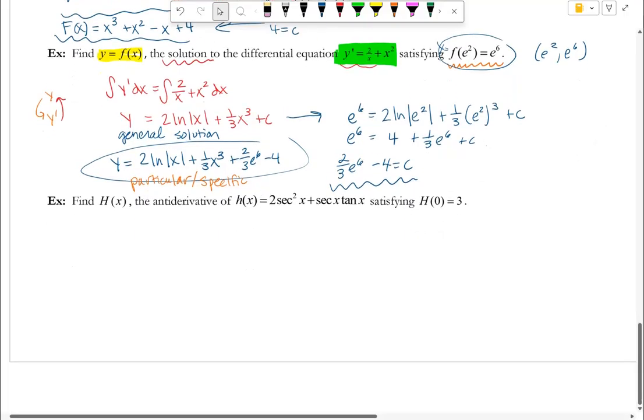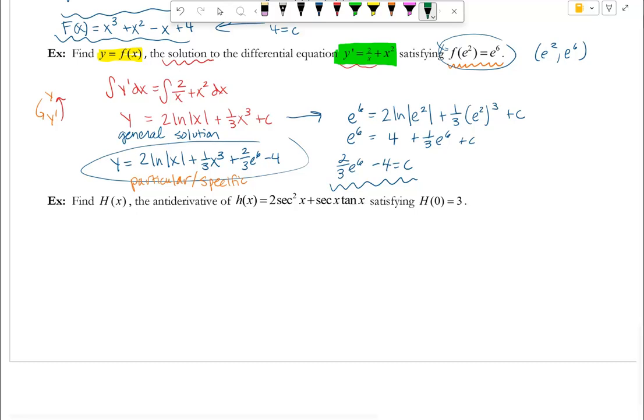All right, if you'd like to pause the video, try this last one on your own, or if not, I'm just going to cruise through it. So again, we are finding h of x, and it is the antiderivative of 2 secant squared x plus secant x tangent x, and it's going to satisfy this ordered pair 0, 3. Again, that's a point on our antiderivative, not a point on h of x. So we have to find our antiderivative.